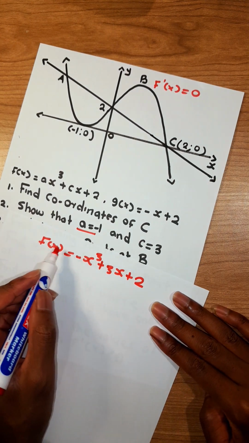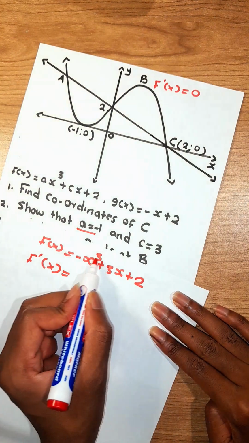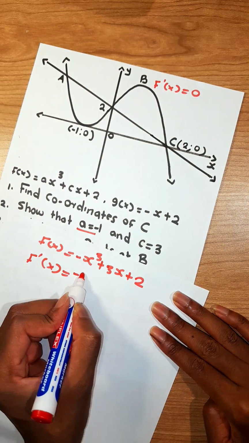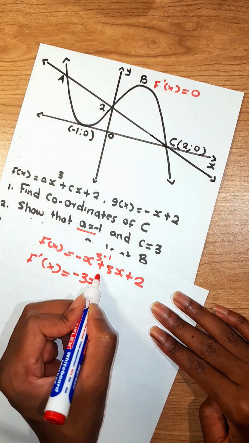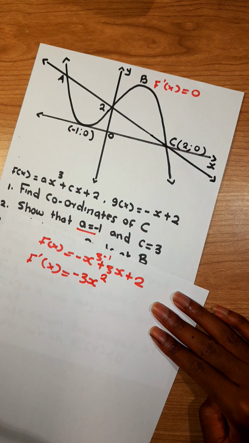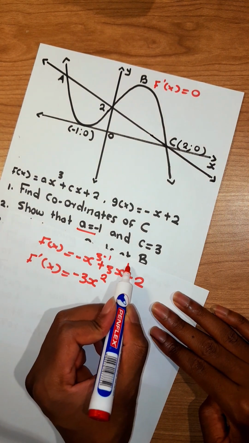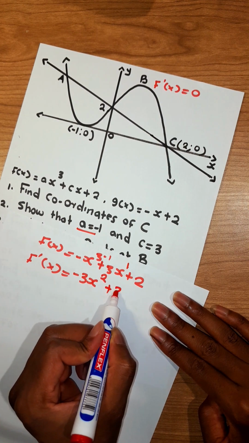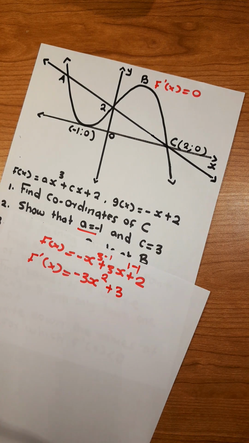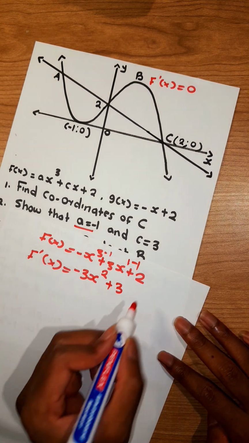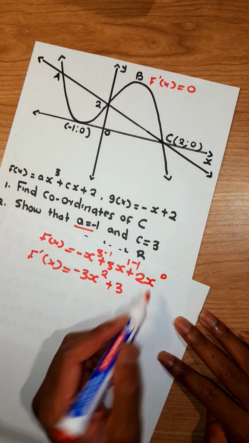If you want to move from f of x to f prime of x, you say 3 times minus 1 is going to be minus 3x, and then on this 3, you're going to minus 1, so it becomes x squared. And then the other thing you want to do, you know this is the power 1, you're going to say 1 times 3. That's just going to be 3. Minus 1 is going to be x to the power 0, and anything raised to the power 0 is just 1. So it's just going to be 3.